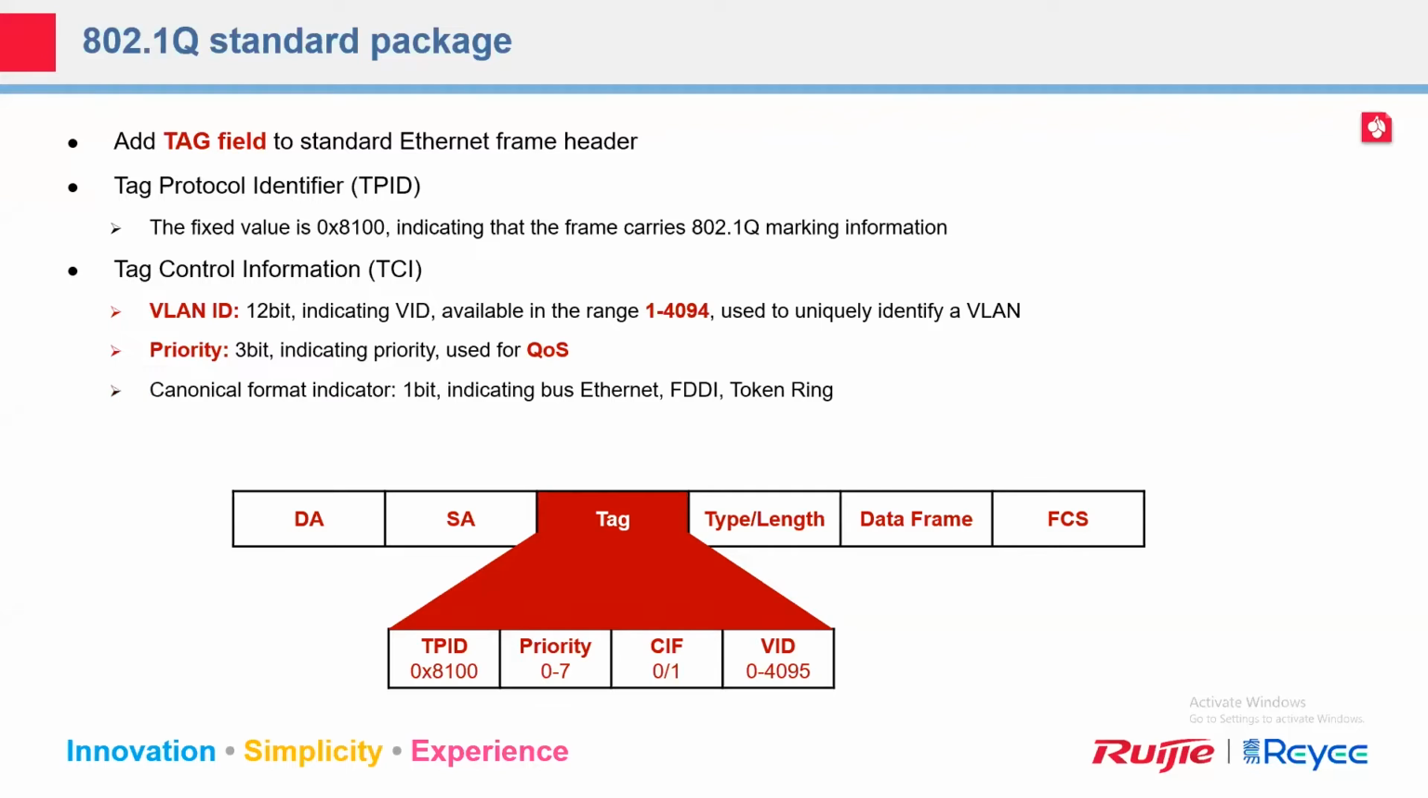The third one is the CFI. This one is 1 bit long, and we know this part is enough. We have to focus on the VLAN ID and the priority. Okay, so this is the standard one.